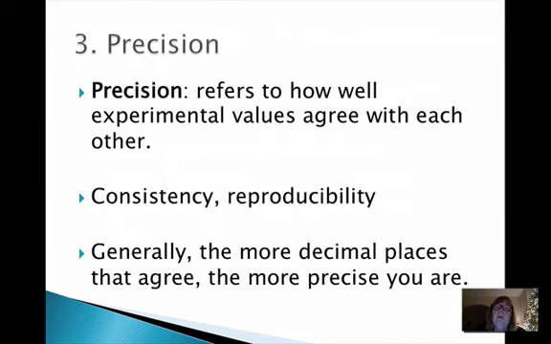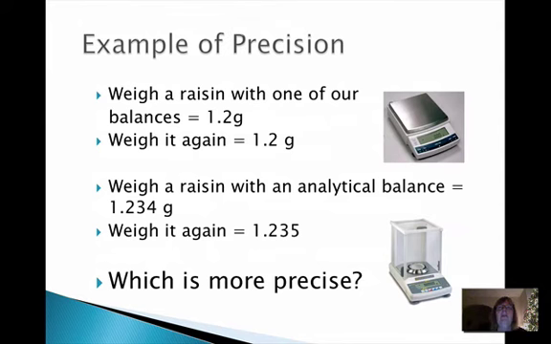Usually the more decimal places that agree, the more precise you are. So here's a balance like we have in the lab, and we're going to be using them a lot this semester. If you were to weigh a raisin with one of our balances, it would give you 1.2 grams. If you weigh it again, it would be 1.2 grams. But if we use the analytical balance in our lab and we put a raisin on there, it would weigh 1.235 grams. We know more precisely using the analytical balance. It gives you more decimal places.